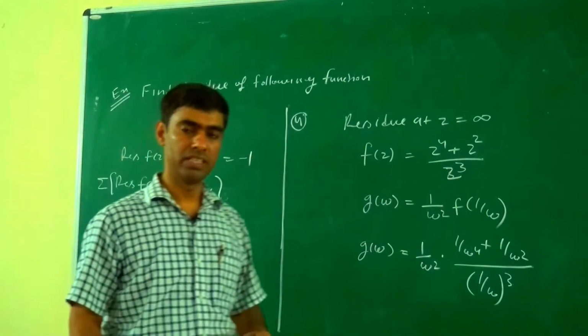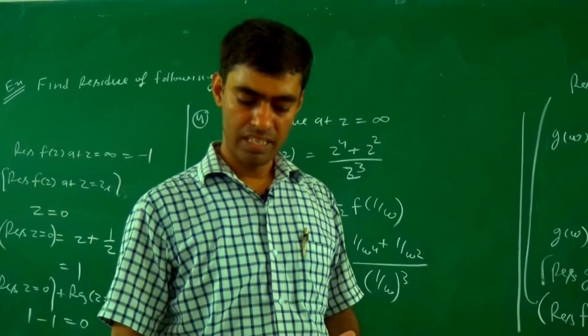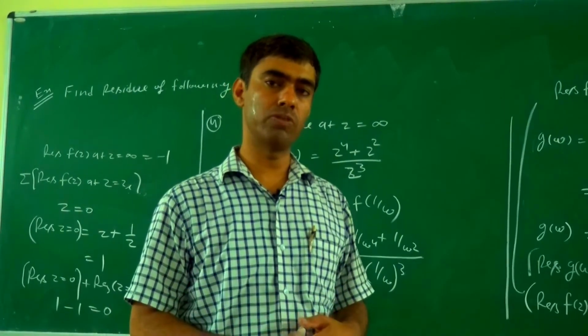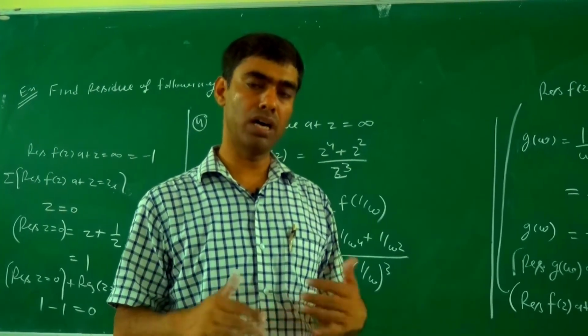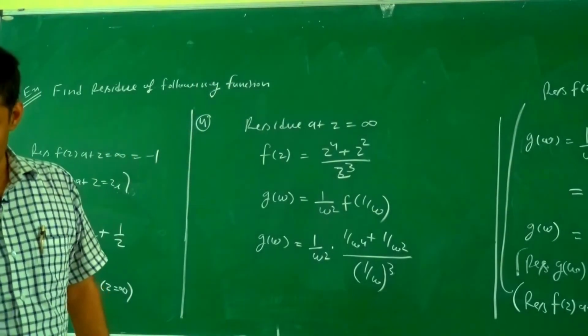Earlier we saw in a theorem that the residue of F(z) at Z equal infinity equals minus the sum of the residues of F(z) at all other points except Z equal infinity. So this one is a numerical example.